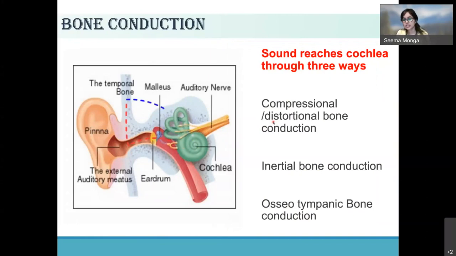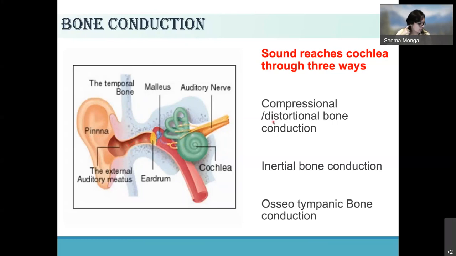All right. First is the compressional distortion bone conduction. That means the sound is going to the cochlea and inside, the fluids are having this compression and distortion effect. Second is the inertial bone conduction. What is that? The skull is vibrated, everything is vibrated, but the ossicles are not vibrating because of the inertia. So this phase differential will lead to sound. So that is inertial bone conduction.